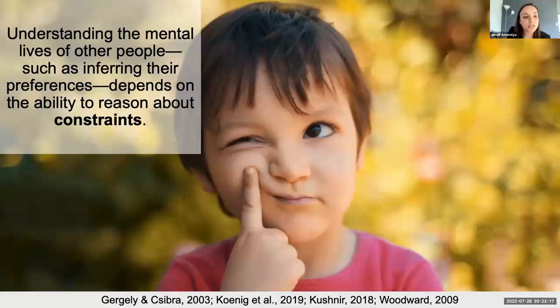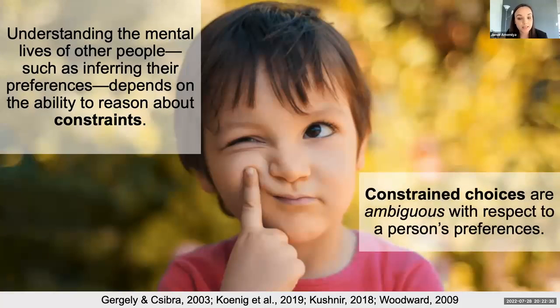So understanding the mental lives of other people, such as inferring their preferences, depends on the ability to reason about constraints. So the choices we observe other people make, for example, what toys or what careers they choose, mean something very different depending on whether there were many options readily available versus very few options. Constrained choices are ambiguous with respect to a person's preference. We can't be clear whether they made their choice because of a desire or because that was what was available to them.